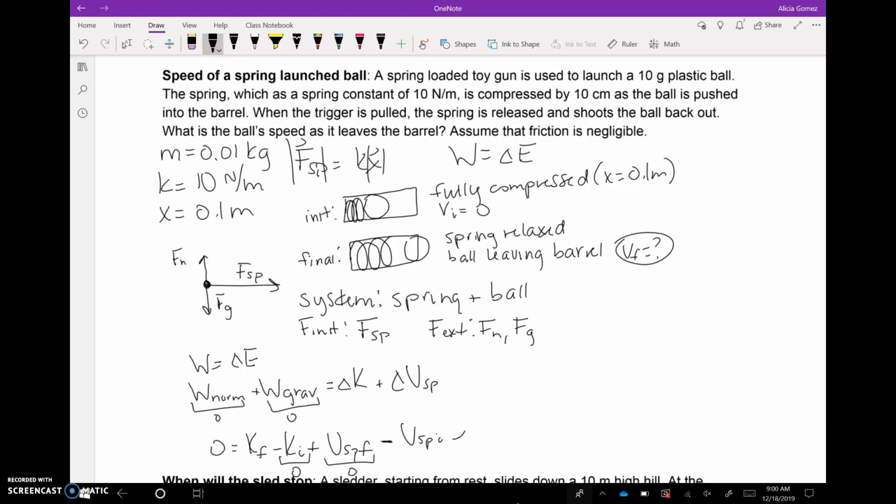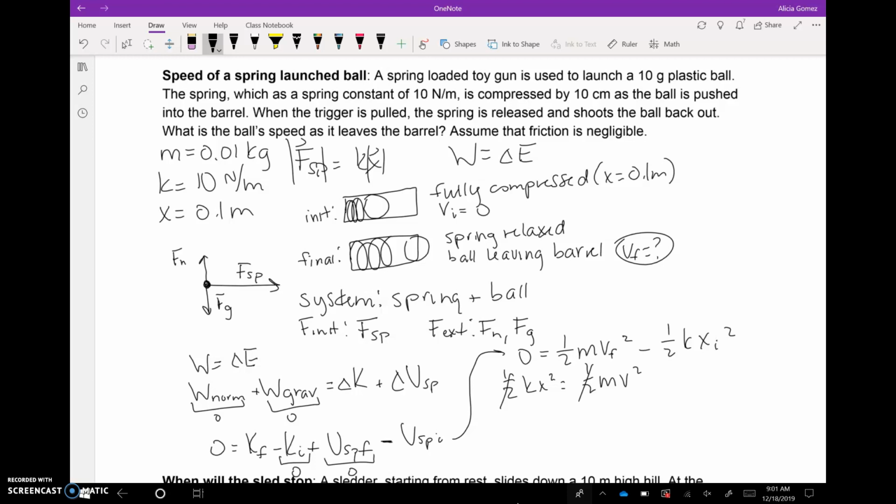All right, so our expression simplifies. We have 0 is equal to final kinetic energy, so that's 1/2 m vf squared, minus initial spring potential energy, so it's 1/2 k x initial squared, how much the spring is compressed. Always mix up those words. So we have 1/2 k x squared is equal to 1/2 m v squared. So the 1/2s cancel, which is very convenient.